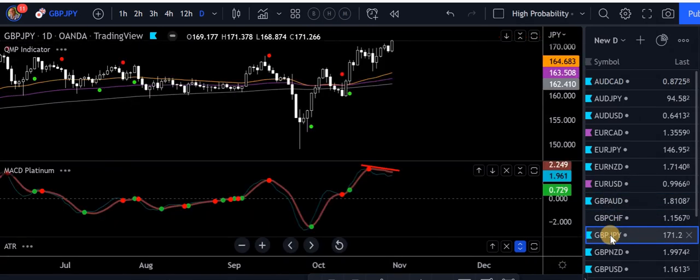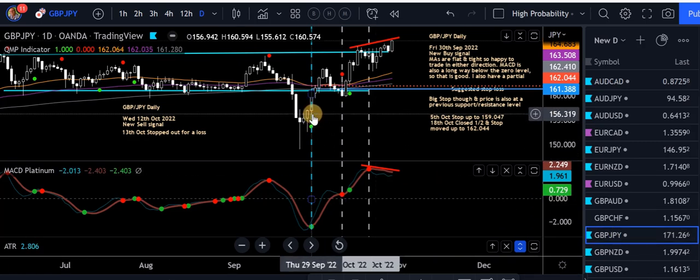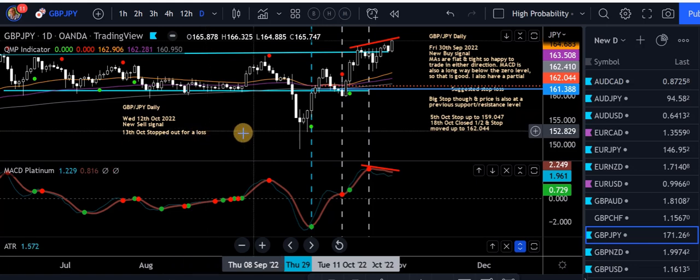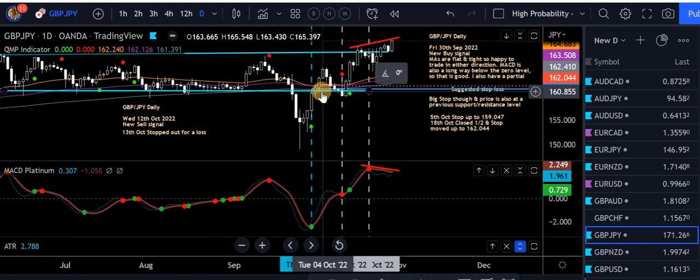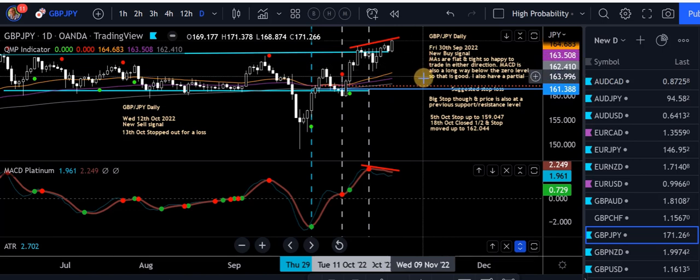Pound yen. What do we got here? We're in a buy. Did take a sell in there, lost. That's why that's marked. I've stopped out for loss. The buy we can't lose on, so have a look at the buy. Let's have a look. Where's the buy? Here we go.